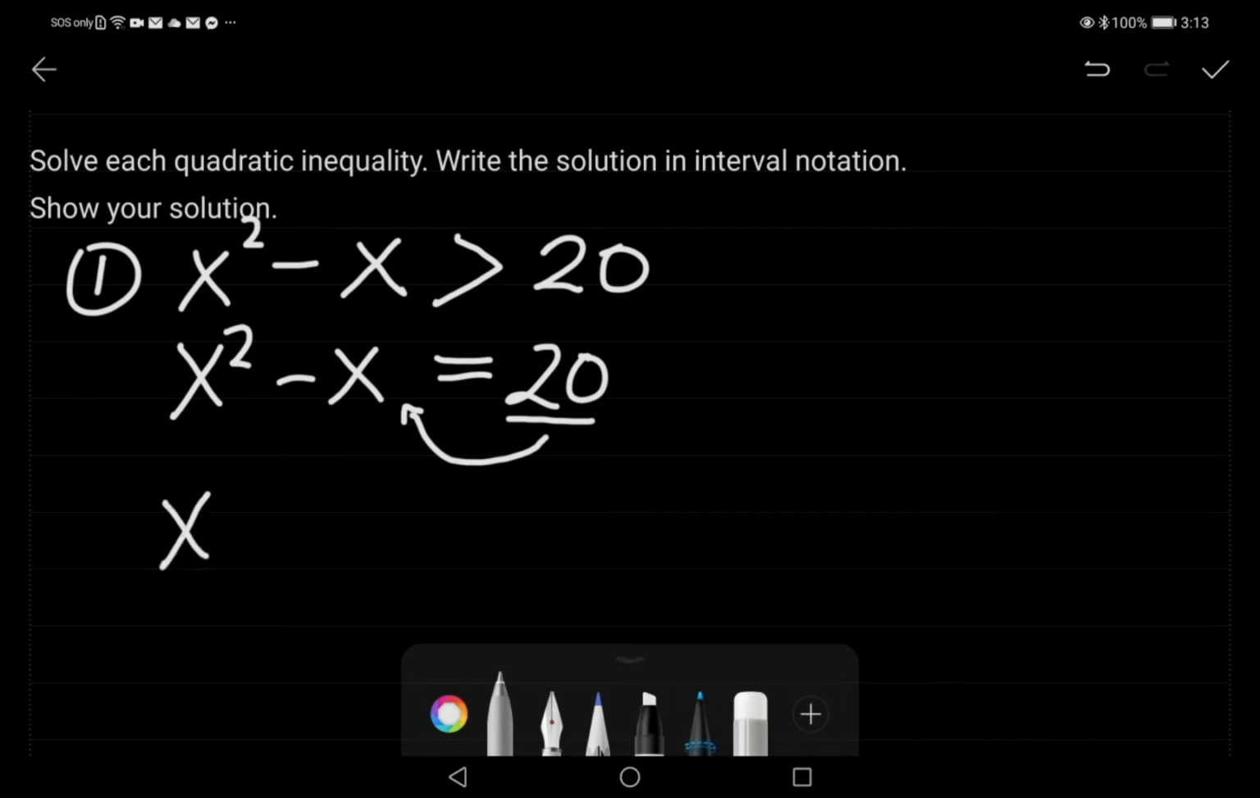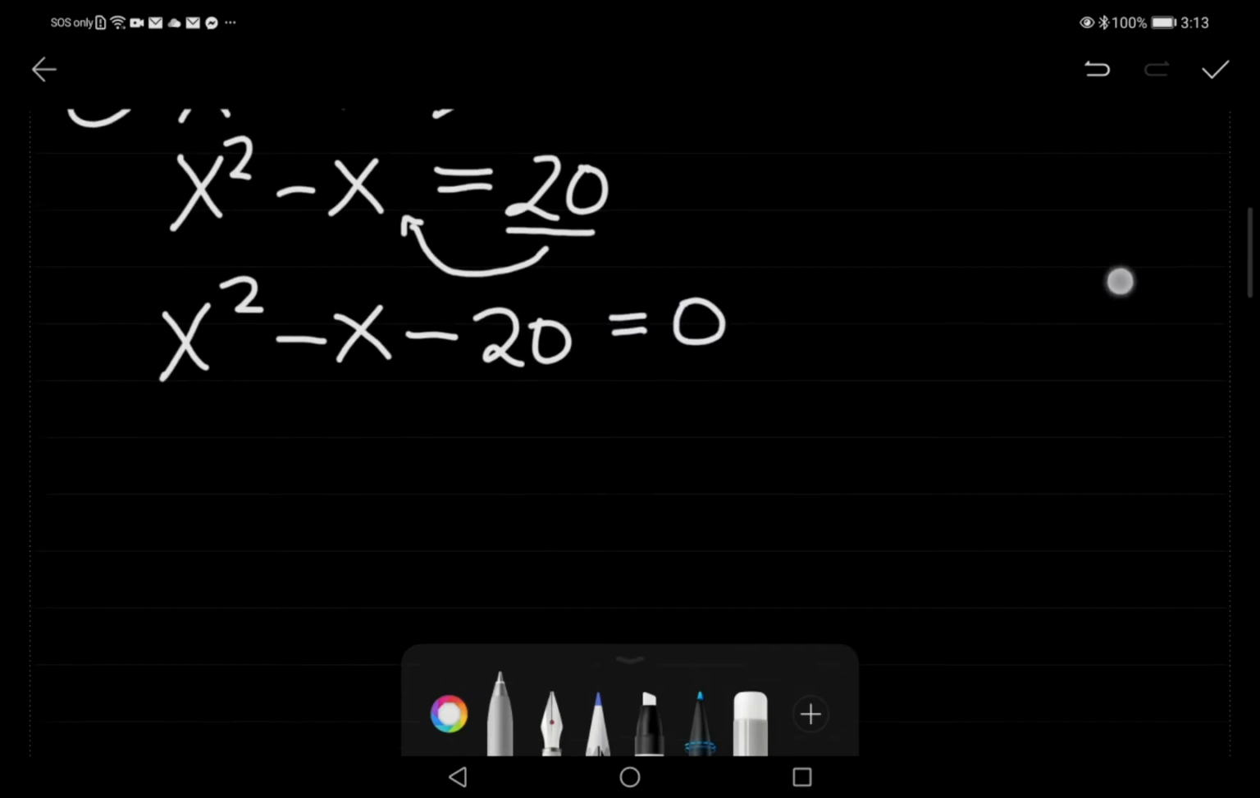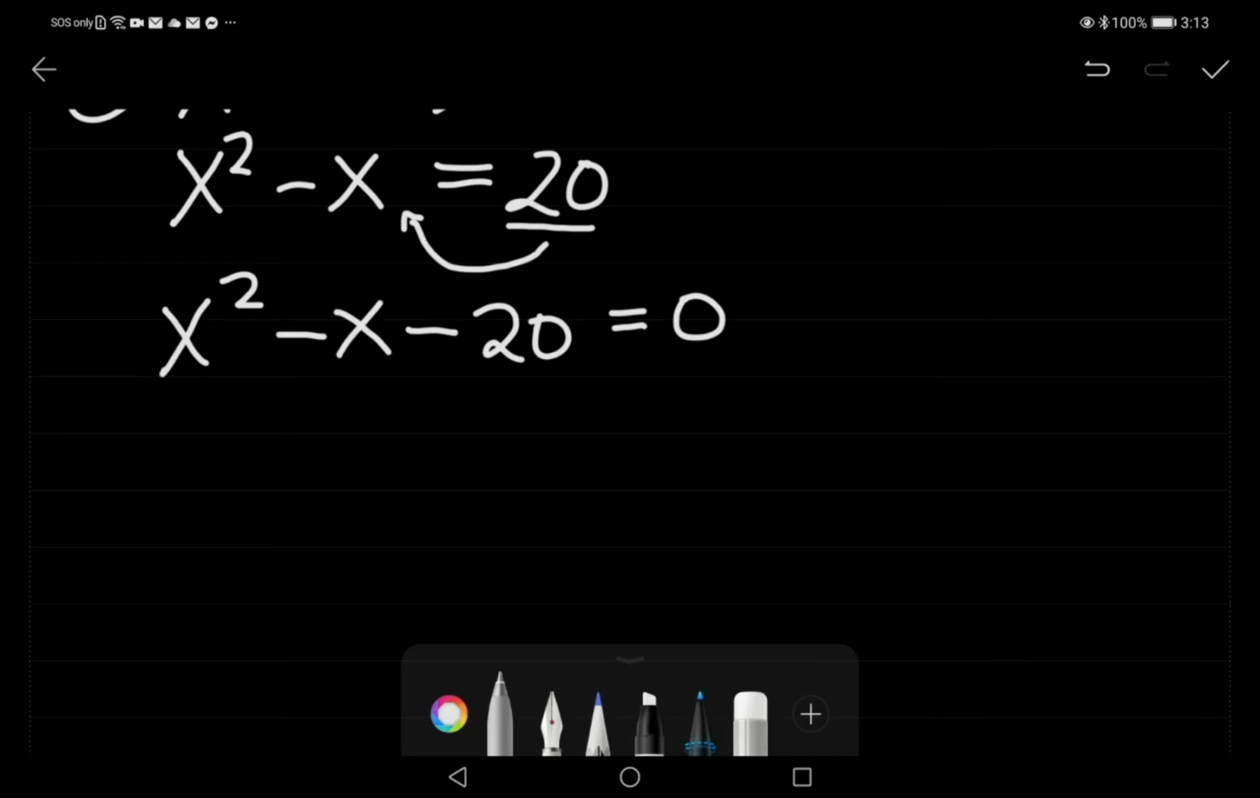So, x squared minus x, mahimo na siyang negative 20. Nya, atong i-equal sa 0. Then, ato na siyang i-factor. So, kani siyang negative 20, ato na siyang i-factor. So, mangita tag factor nga inig-multiply nato, ang result is negative 20.